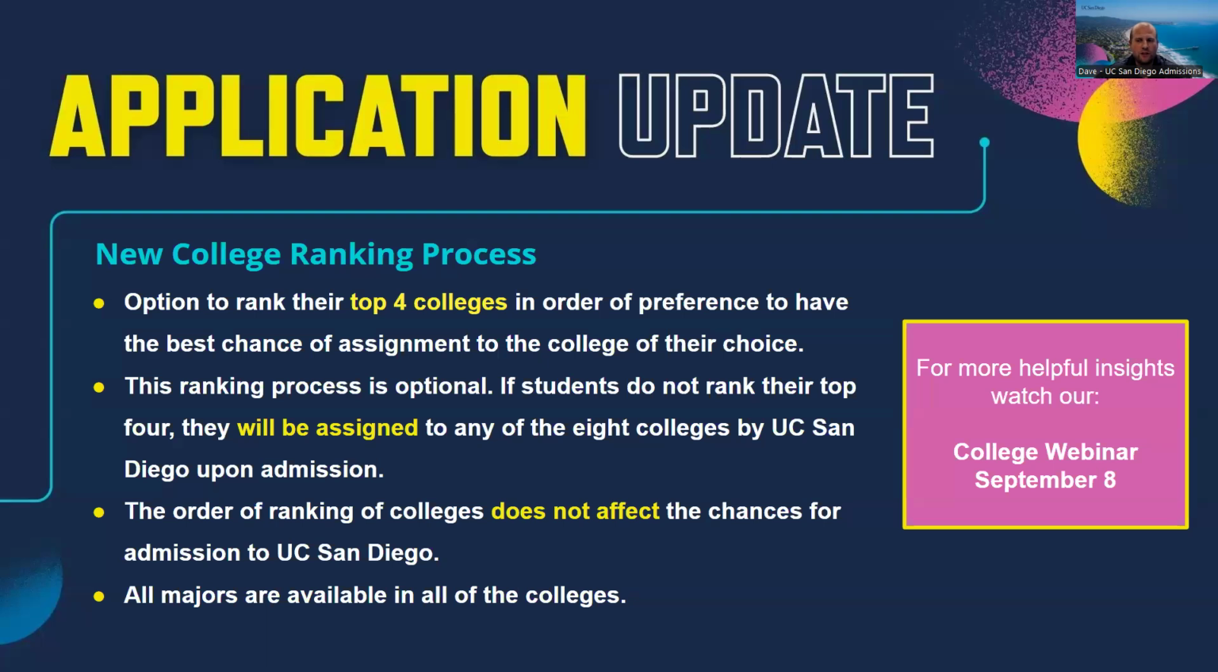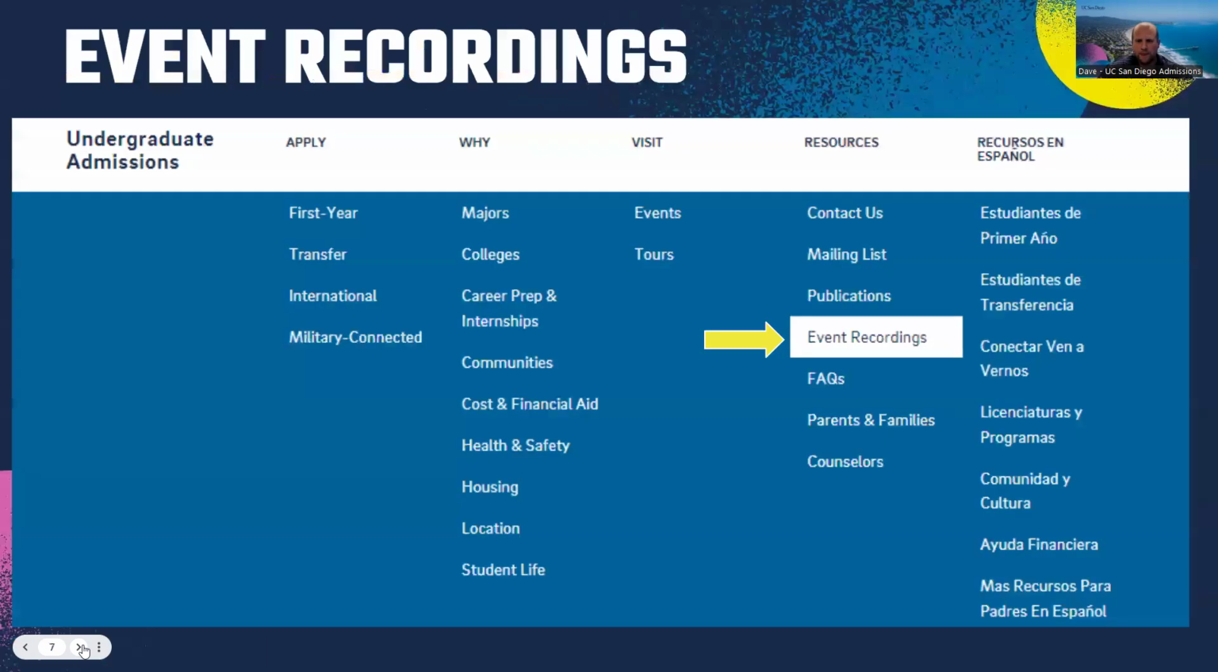So for more information about the college system, we recommend watching our colleges webinar recording from September 8th. It explains the general education requirements offered by each of the colleges and provides guidance on how to rank them based on your academic interests and personal values. Also, we cover the college system in some of our prior Insights webinars as well.